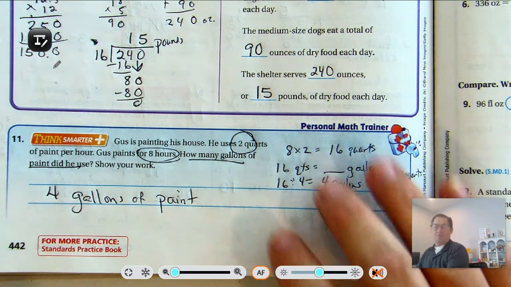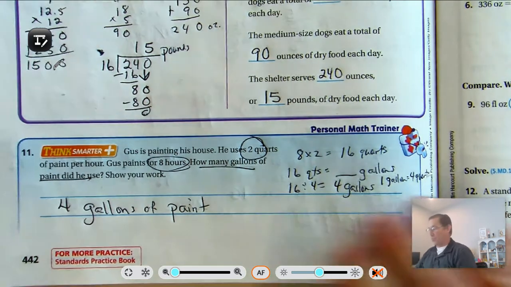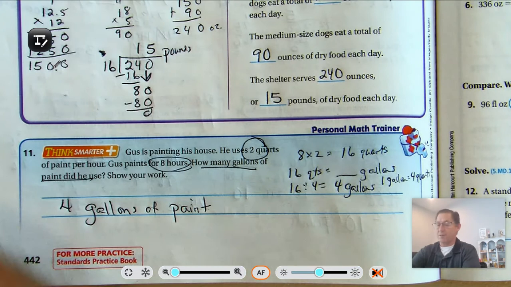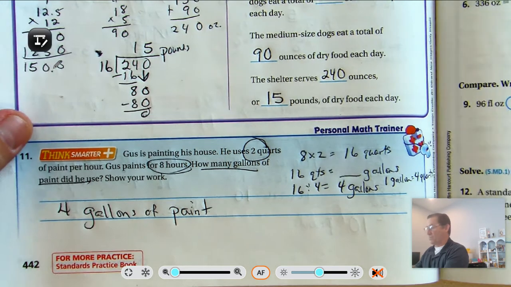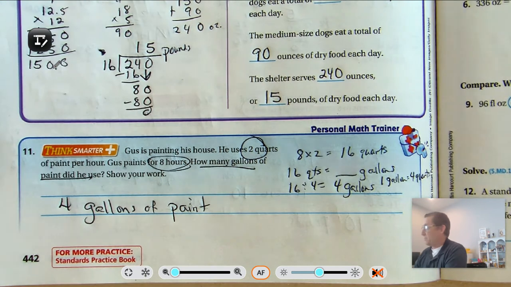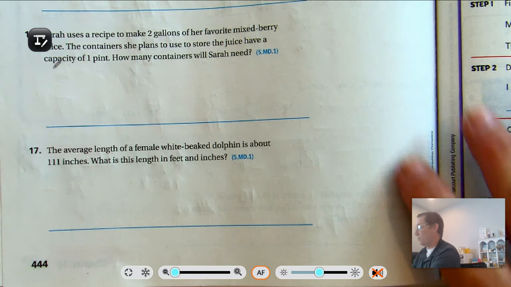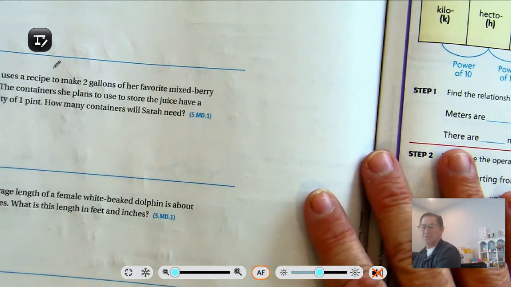Okay. All right, so that's it for multi-step problems with conversion. So you'll next be working on the mid-chapter checkpoint, and then in lesson 5 we'll be working on metric measures. So until then, I will see you soon.